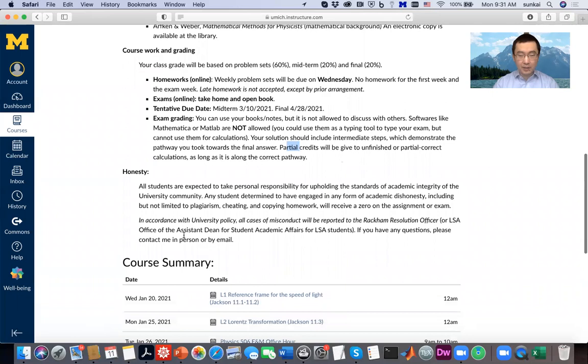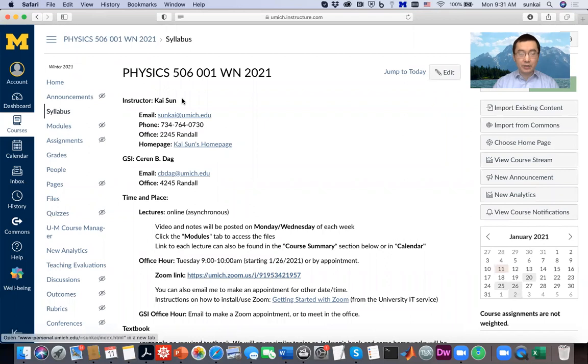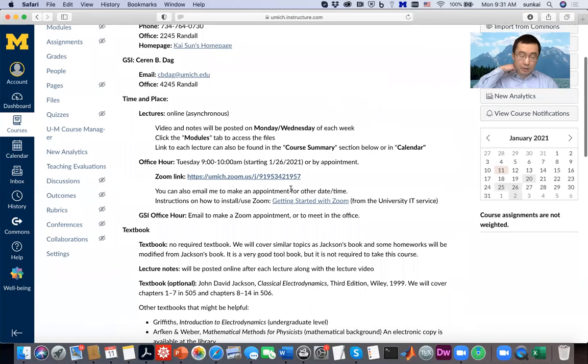Honestly, I don't need to repeat this. I believe you all have had the honesty training, so you should know this very well. This is our course structure, and all these details can be found through our Canvas webpage. You can either click homepage or syllabus, and that will lead you to this page, and you can read more information more carefully afterwards. That is all about the course and course setup.